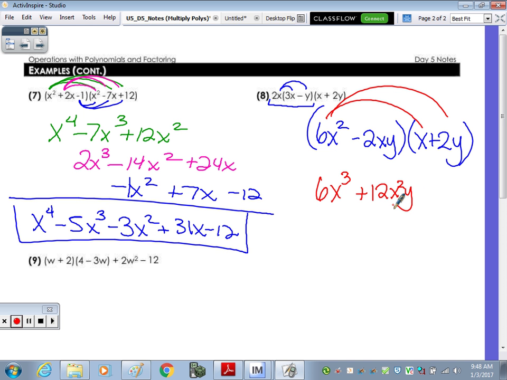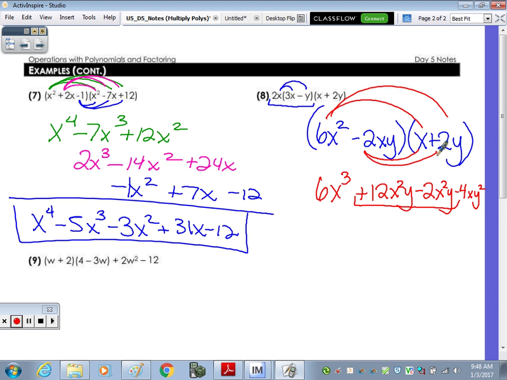Can't multiply an x squared times a y, meaning add your exponents, because they don't have the same base. So we just write the product. And then now distributing negative 2xy times x. We can do the x times x, which becomes the x squared. So negative 2x squared y, which can be combined with that. And then to finish, I'm running out of room, would be negative 4xy squared. It's negative 2 times positive 2.